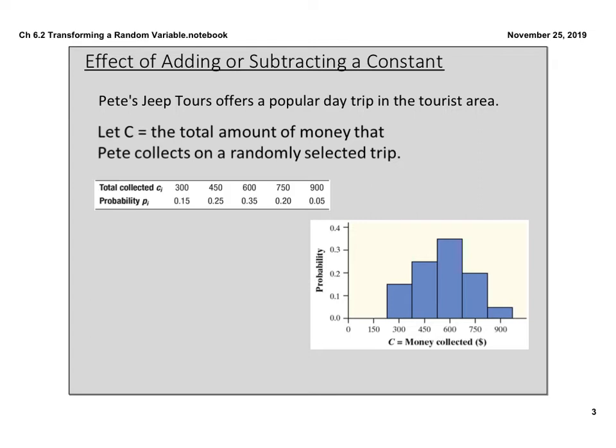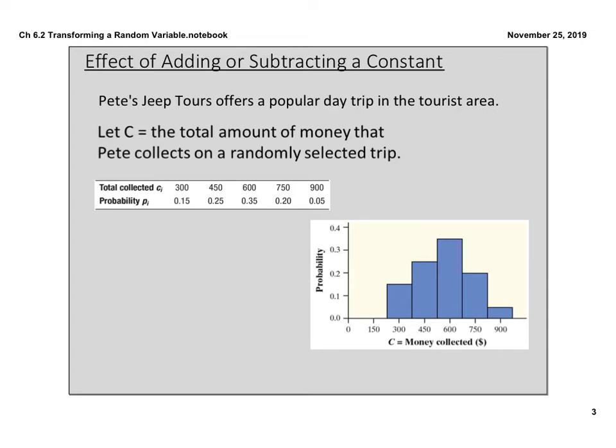Today we're going to talk about how adding or subtracting a constant affects a data set when we're looking at it from a probability distribution standpoint. So now we're going to take a look at an example. It's Pete's Jeep Tours. Pete's Jeep Tours offers a popular day trip in a tourist area. Let C equal the total amount of money that Pete collects on a randomly selected trip.